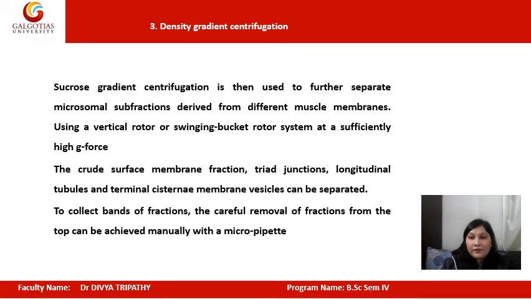Using a vertical rotor or swinging bucket rotor system at sufficiently high G-force, the crude surface membrane fraction, triad junction, longitudinal tubules and terminal cisternae membrane vesicles can be separated by this process. And to collect bands of fraction, the careful removal of fraction from the top can be achieved manually with a micropipette.